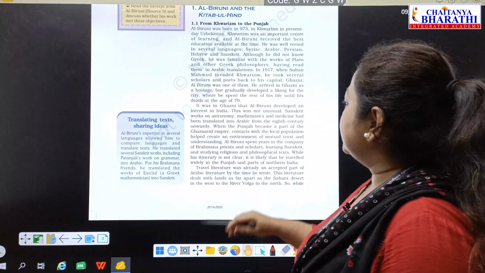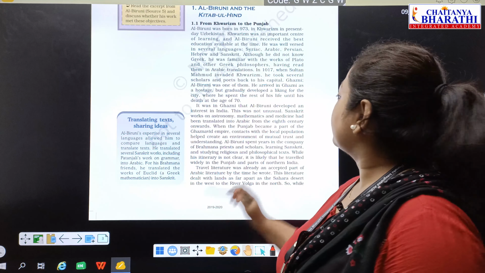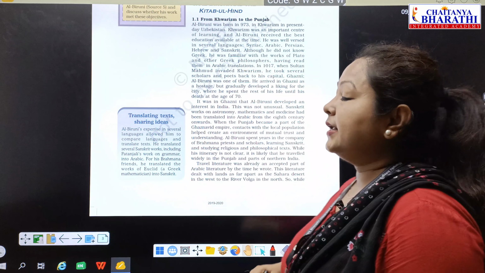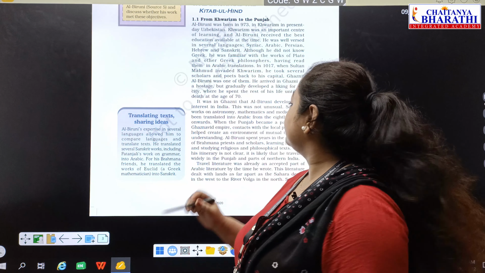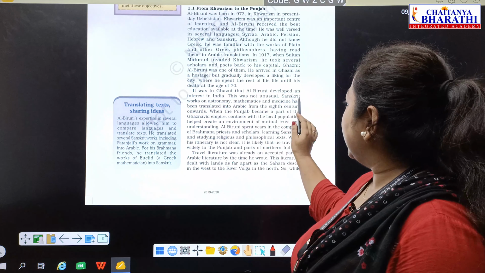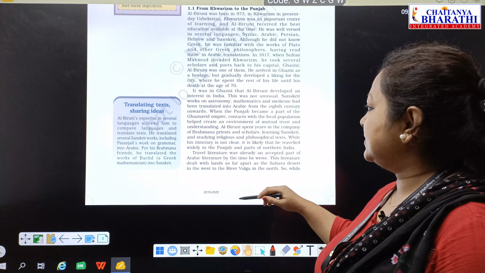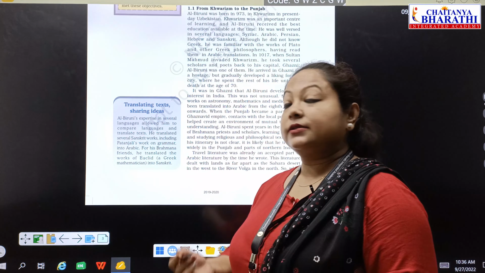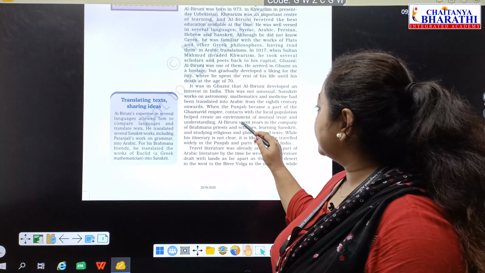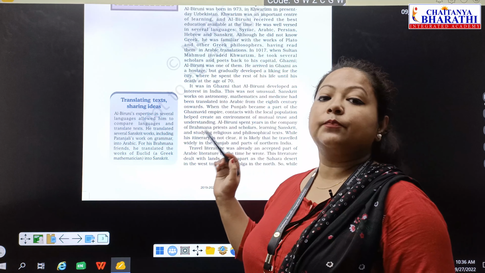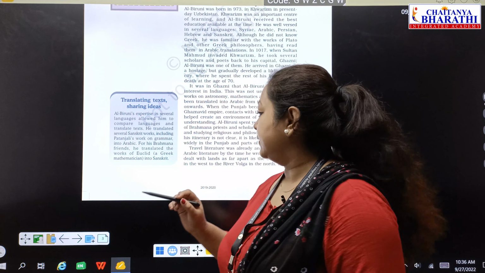He visited India during the period of Ghazni, when he developed an interest in the country. This is not very unusual, as it is said that there were Sanskrit works on astronomy, mathematics and medicine. That means he learned different subjects and showed interest in the teachings and learning methods of the country.